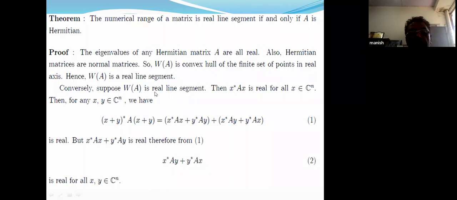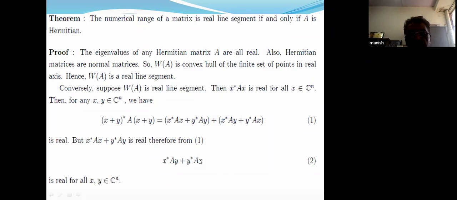Conversely, suppose W(A) is a real line segment, that is, a segment on the real axis. Then X star A X is real for all X, and we have to show that A is then Hermitian. Take the vector X plus Y: (X plus Y) star A (X plus Y). This also belongs to W(A), and therefore this expression is real. We calculate, and this comes out to be this expression, just simple multiplication. Now X star A X is real, Y star A Y is also real. So the first expression is real and the left hand side is real. So this expression X star A Y plus Y star A X must be real.